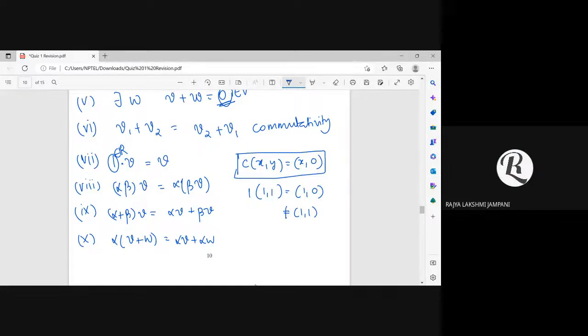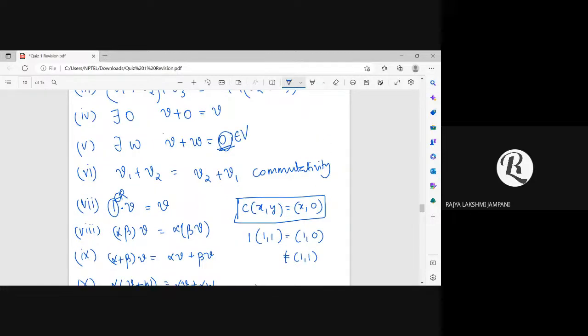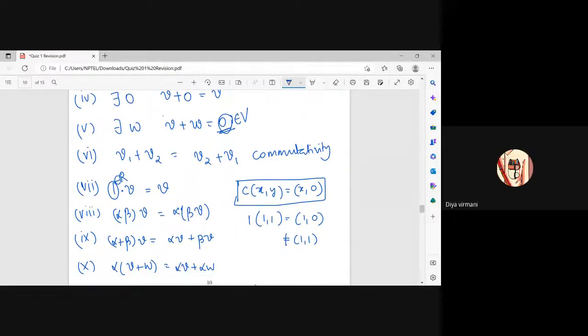Ma'am, there is no requirement that 0 times V is equal to 0, right? Why are we getting (1, 0) when multiplying (1, 1) by 1? That's because I have defined scalar multiplication like this: c times (x, y) is defined as (cx, 0). This is how scalar multiplication is defined, so 1 times (1, 1) gives me (1, 0).